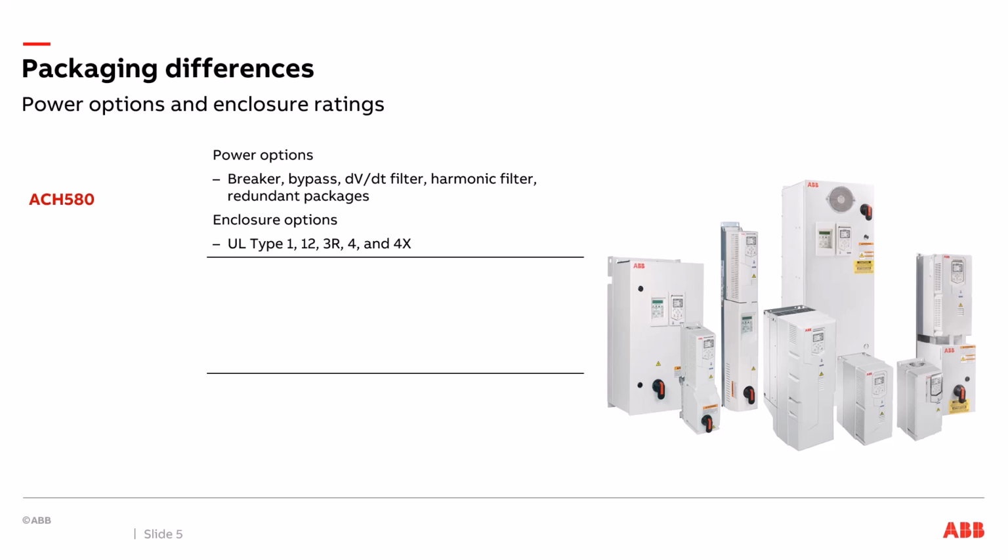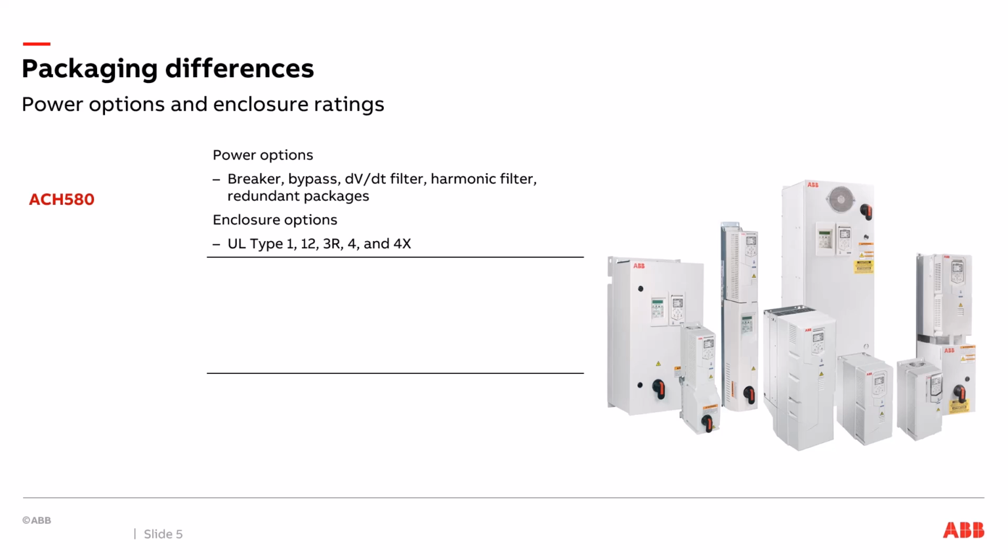So ACH580, a lot of different ways that drive can be packaged. I can get it with a breaker, I can get it with a bypass, I can get it with a dV/dt filter if I've got longer cable distances, I can get additional harmonic filters added with it. I can have a redundant drive package where I put two drives in a box. So a lot of different ways that you will see this drive packaged.